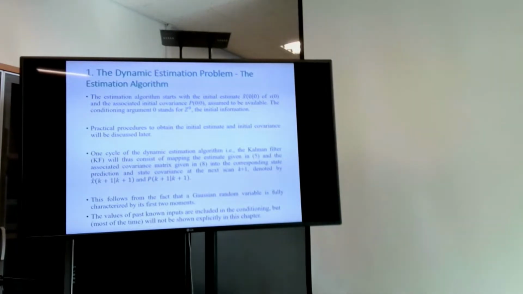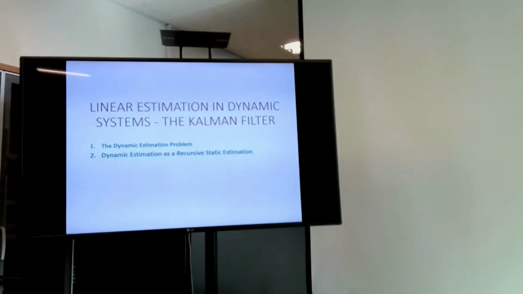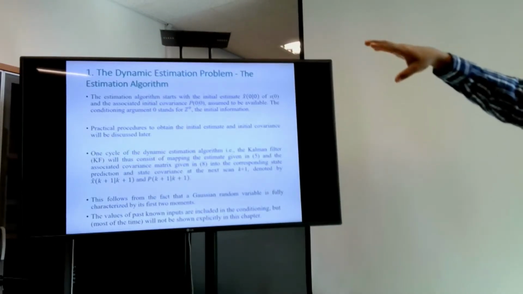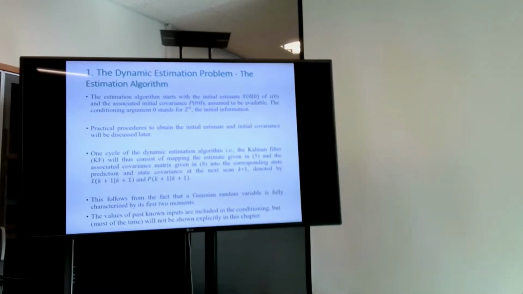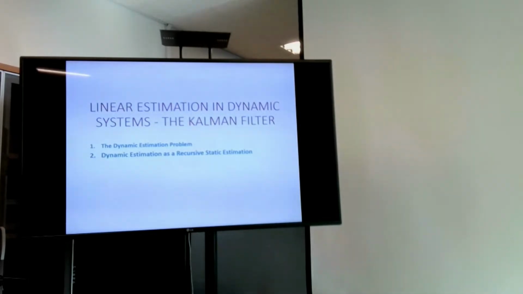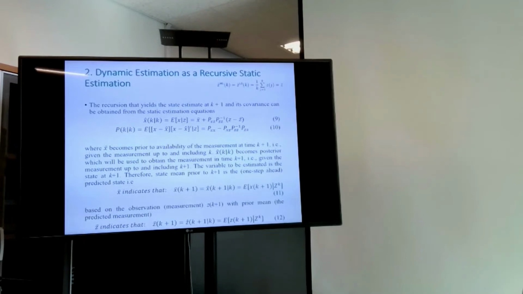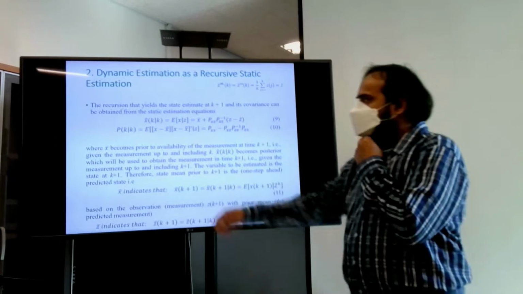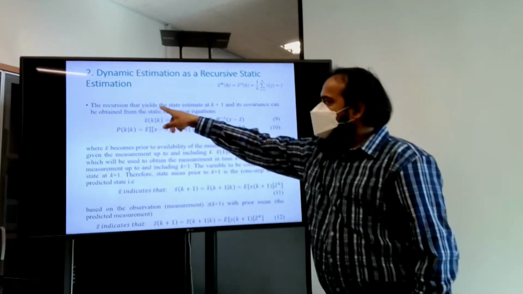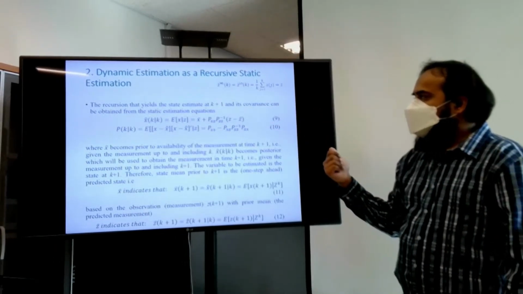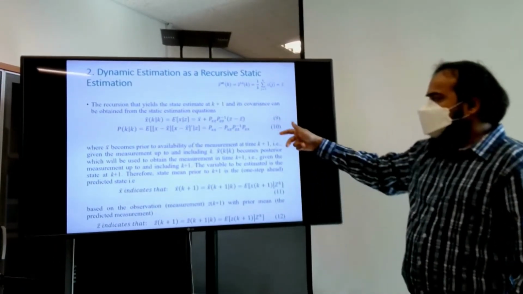Now this is just one cycle. What about the next cycle? So it's a recursive state estimation. What is the dynamic equation? It is a recursive state estimation. The recursion that yields the state estimate at k plus 1 and the covariance can be obtained from the static estimation equation like this and this.